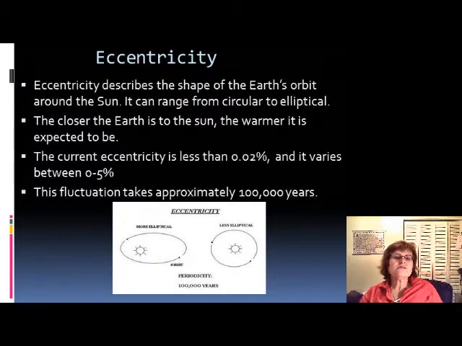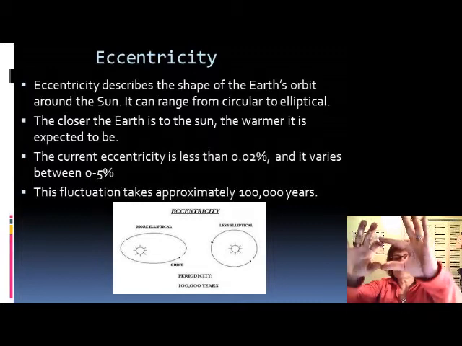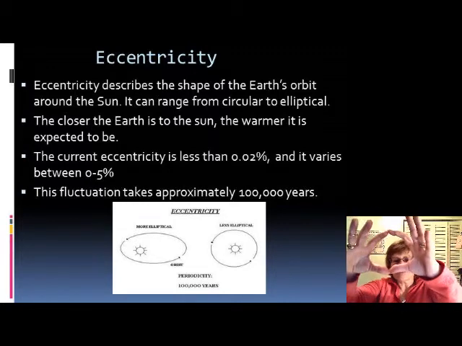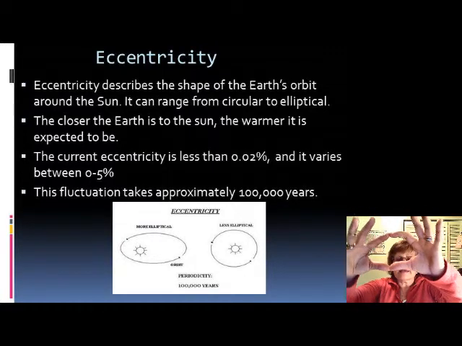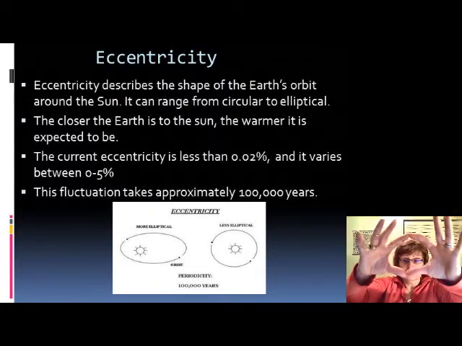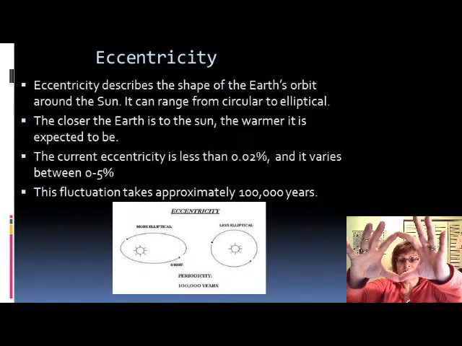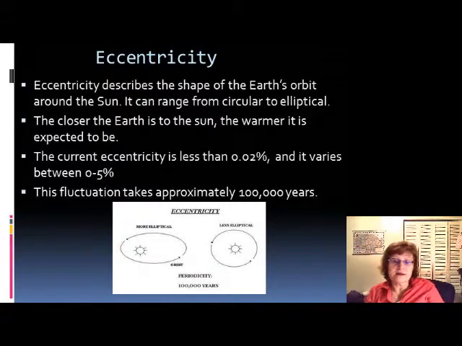The eccentricity describes the shape of the Earth orbit around the Sun. You all know that right now it's an ellipsoid. Of course, it's not much of an ellipsoid. It's only by 5%, so it's really not that much. There are times when it's like 5% ellipsoid, and there are times when it's absolutely a circle. So it goes from ellipsoid to a circle. The cycle of this is 100,000 years.